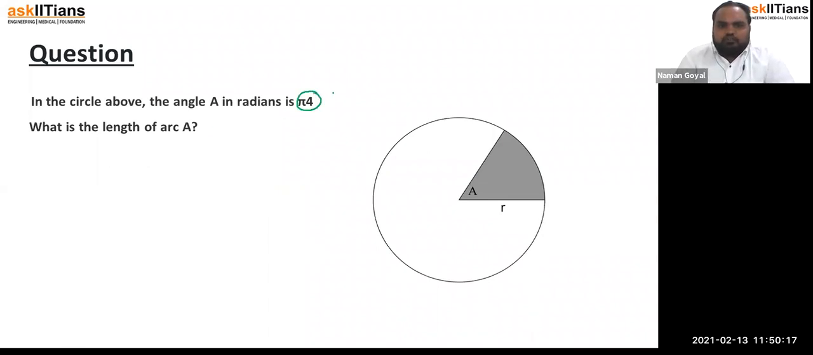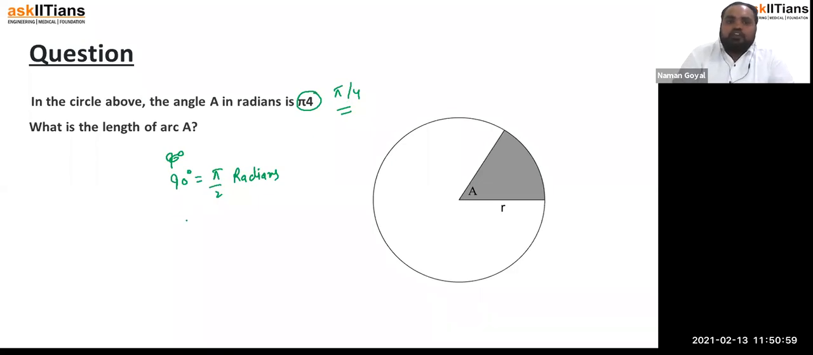Basically this is not pi 4, this is pi by 4. Now the angle is in radian. Radian is a measurement of angle. As you know that we can measure length in centimeter as well as in meter or kilometer, in the same way we can measure angle in degree or in radian. So 90 degree is pi by 2 radian. In the question it is given that the angle is pi by 4 radian.